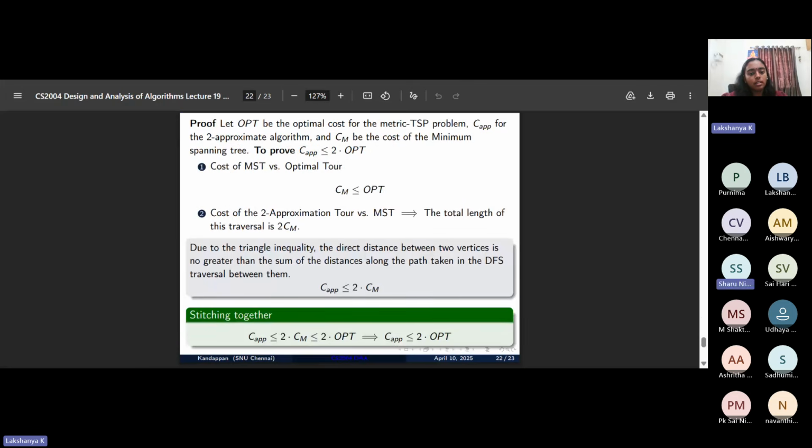If you combine this, CM is less than optimal, and CAP is less than twice CM, and CM is less than optimal. So CAP is less than twice CM, which is less than twice optimal. So CAP is less than twice optimal. So this is very straightforward.